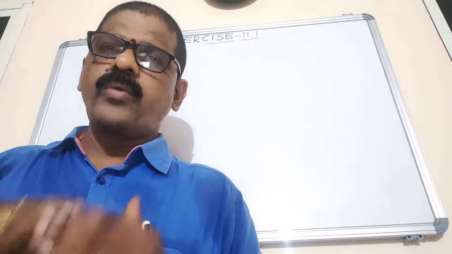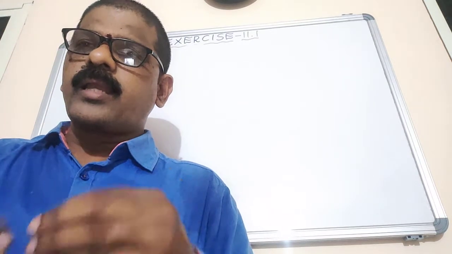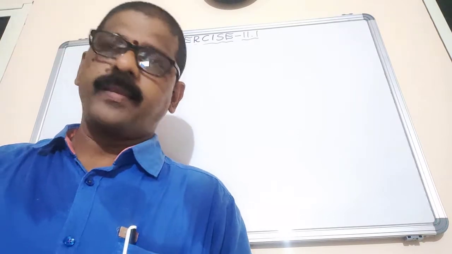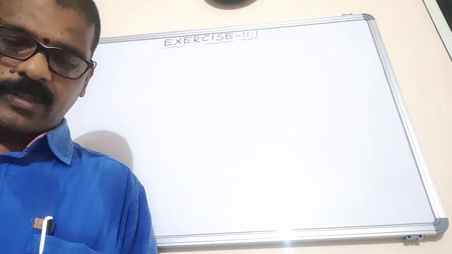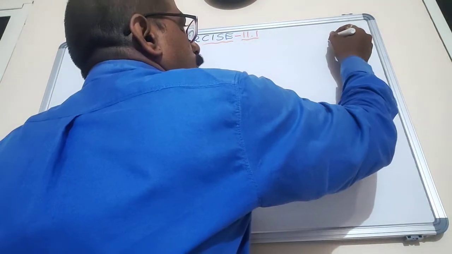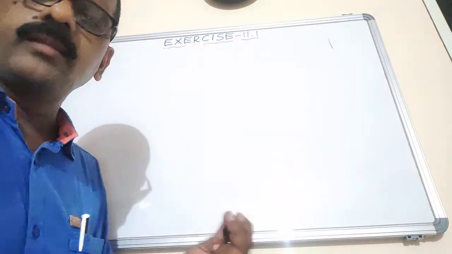Okay. Now we are going to the solution part. Right angle triangle ABC, right angled at B. First we draw the right angle triangle.